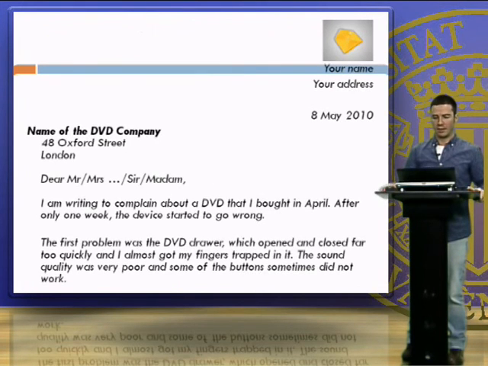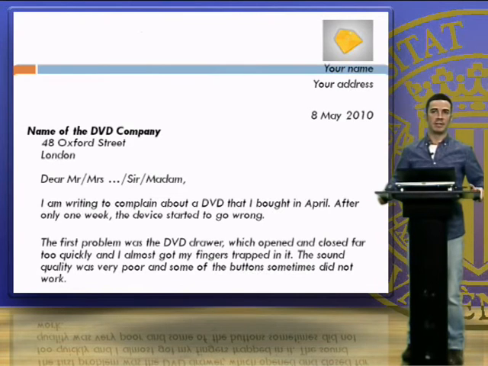Great. Now we have here an example of a real letter of complaint. On the right-hand side, we have the details related to the addresser and the date. And then we have the details related to the addressee. Let's start reading after Dear Sir or Madam.